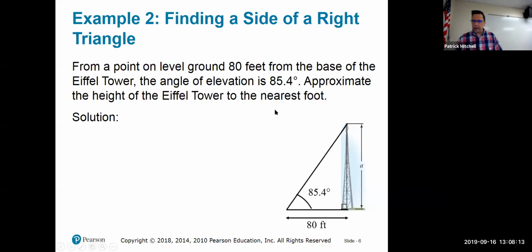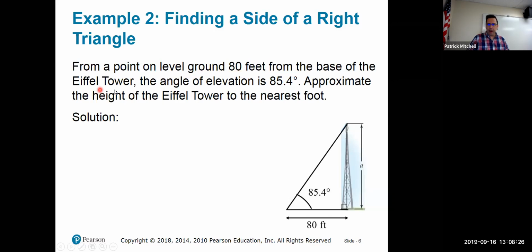All right, so now we come to a very practical problem, but it's sort of the same idea as what we were just doing. It says from a point on level ground, 80 feet from the base of the Eiffel Tower, the angle of elevation is 85.4 degrees.